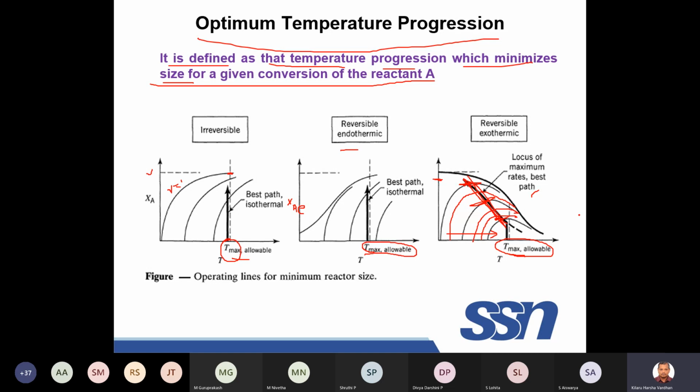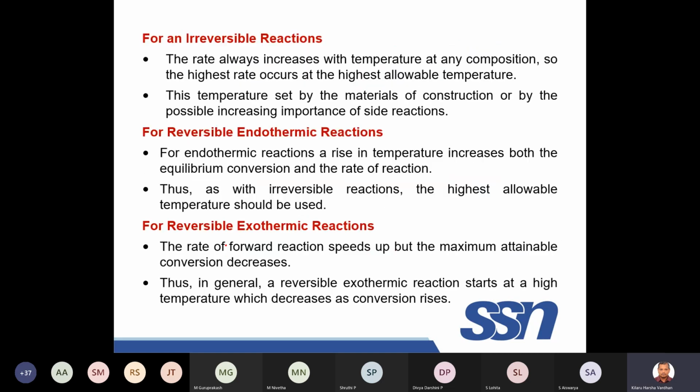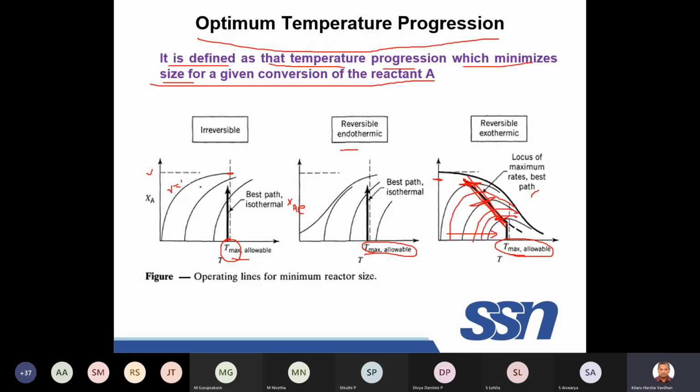So we'll see some points based on this. Any doubt here? This is the same thing as the previous one which I discussed. But here I'm just putting one temperature where it is maximum. So hope no problem. Now I'll go for some notes. Now you see, for an irreversible reaction, both exothermic and endothermic, I'm talking about this particular curve.